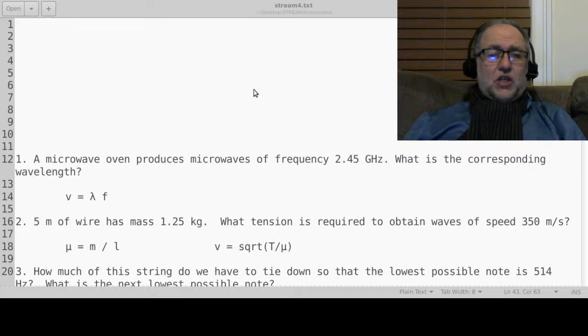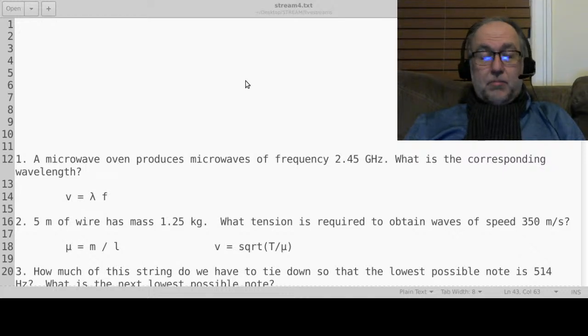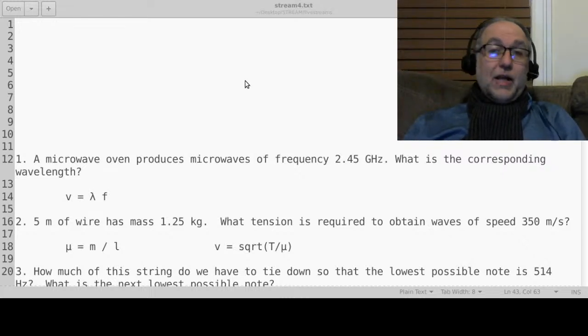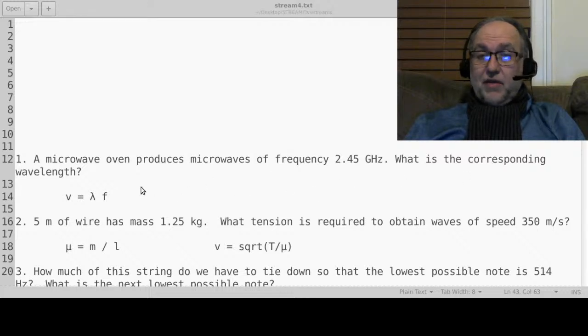Now, the first equation that we looked at was the equation that describes the velocity at which waves travel. All waves in a particular medium travel at the same speed, but they might have different wavelengths and, corresponding to that, different frequencies. So that's what my first example is all about. A microwave oven produces microwaves of a frequency of 2.45 gigahertz. What's the corresponding wavelength? This is actually a number that I got offline, so that's a very real number, 2.45 gigahertz. There's your frequency. That's the f right here.